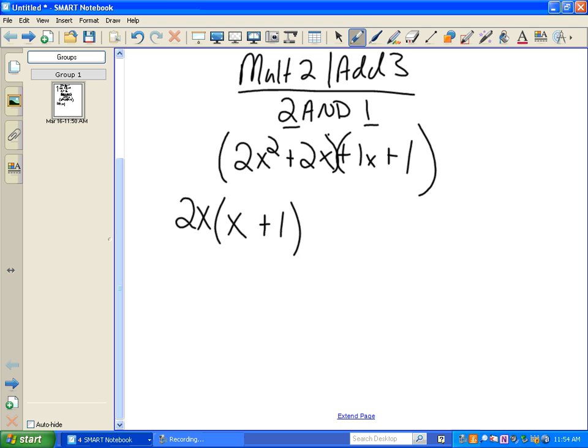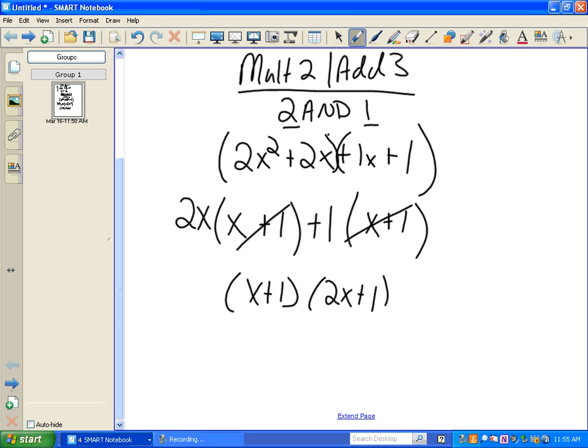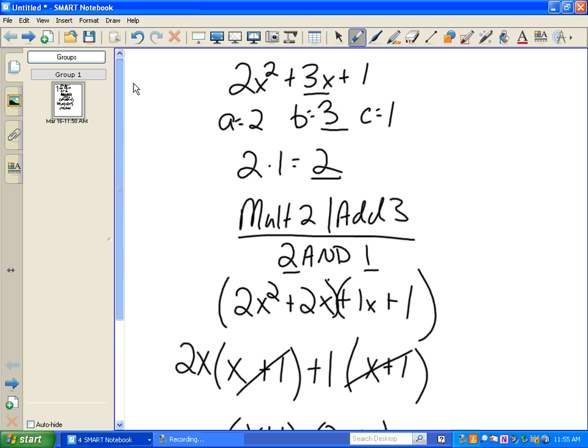X plus 1, what can we take out of there? Nick? A 1. Make sure you write that as a positive 1. And then we have x plus 1 left. From here, what do these terms have in common? Noah? X plus 1. We take out the x plus 1. And we're left with 2x plus 1. And you're done. So that's how I do it without the template paper. Okay? You don't really need this step in here if you don't want it.